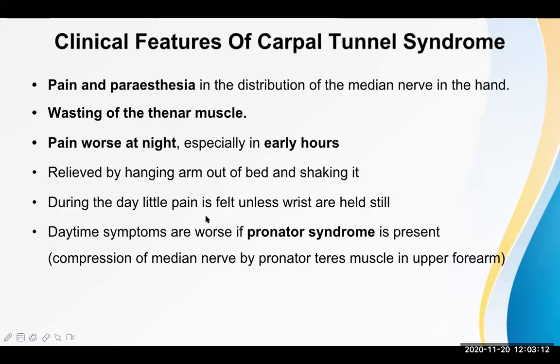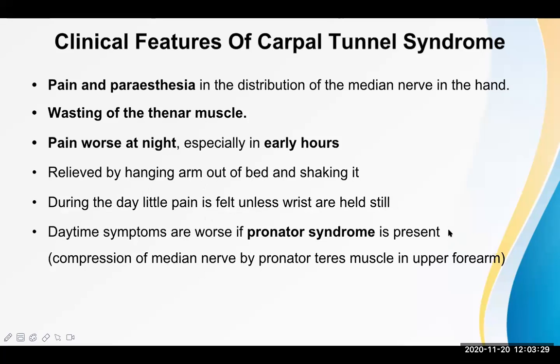During the day, little pain is felt unless the wrists are held still. Probably when we move the wrist, the compression is a little bit less. And the daytime symptoms are worse if pronator syndrome is present.